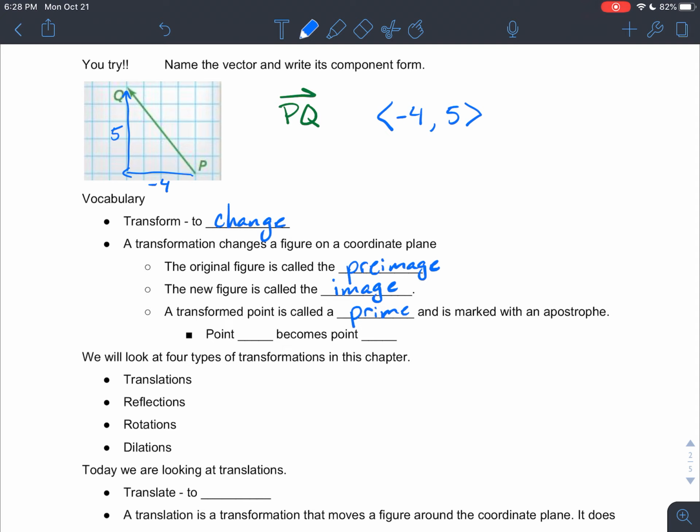Okay? So if you have point A and then you do something to it, you change it, you move it around in some way, it's going to become A prime. And if you keep changing it, you just keep adding apostrophes. Double prime, triple prime, quadruple prime. After a while, they start putting little numbers and it gets more complicated, but there are more than one primes.